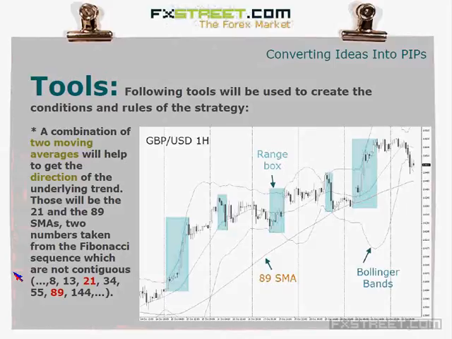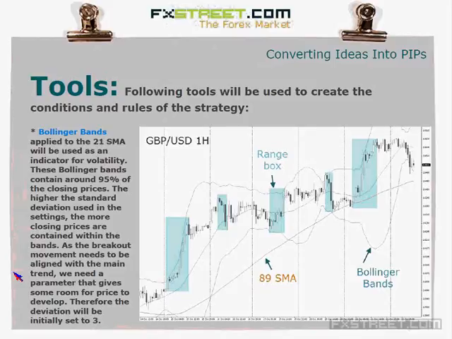So here you see we start already to plot indicators on the chart. A Bollinger Band applied to the 21 simple moving average will be used as an indicator for volatility. These Bollinger Bands contain around 95% of the closing prices, so price action will be confined between those bands. The higher the standard deviation used in the setting, the more closing prices are contained within the band. As the breakout movement needs to be aligned with the main trend, we need a parameter that gives some room for price to develop. Therefore, the deviation will be initially set to 3.